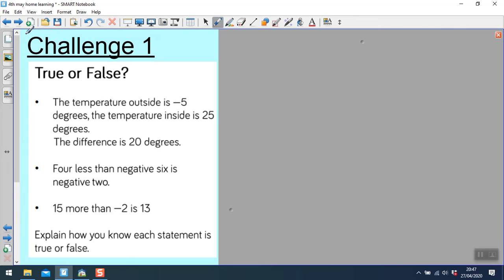Got 2 challenges to have a go at now. Challenge 1. True or false? The temperature outside is negative 5 degrees. The temperature inside is 25 degrees. So the difference is 20 degrees. Is that true or false? 4 less than negative 6 is negative 2. 15 more than negative 2 is 13. Explain how you know whether each statement is true or false. Pause the video while you do this.